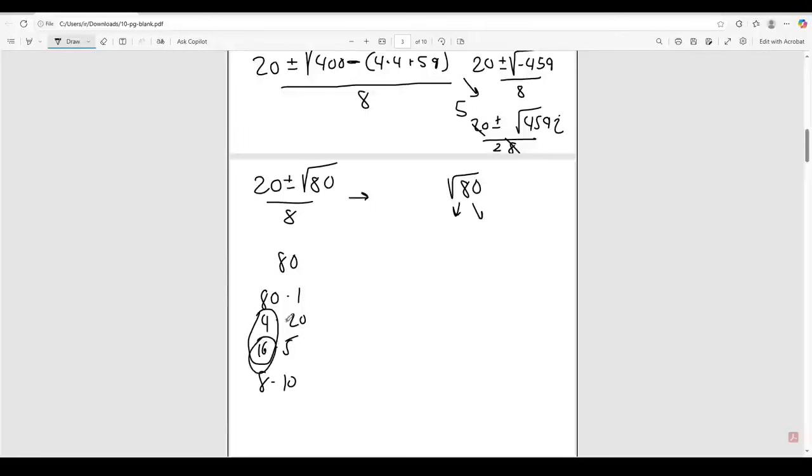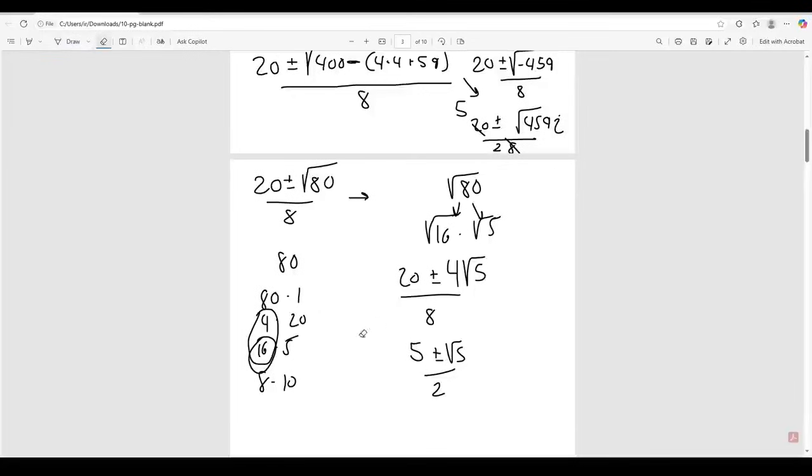So radical 80 is the same thing as radical 16 times radical 5. We know that the square root of 16, because 16 is a perfect square, is just 4. So this is equal to 4 root 5. Then you just put the plus or minus 20 at the start of it and divide by 8. If you divide everything by 4, you're left with 5 plus or minus radical 5 over 2, which will be marked as the correct answer because it's fully simplified.